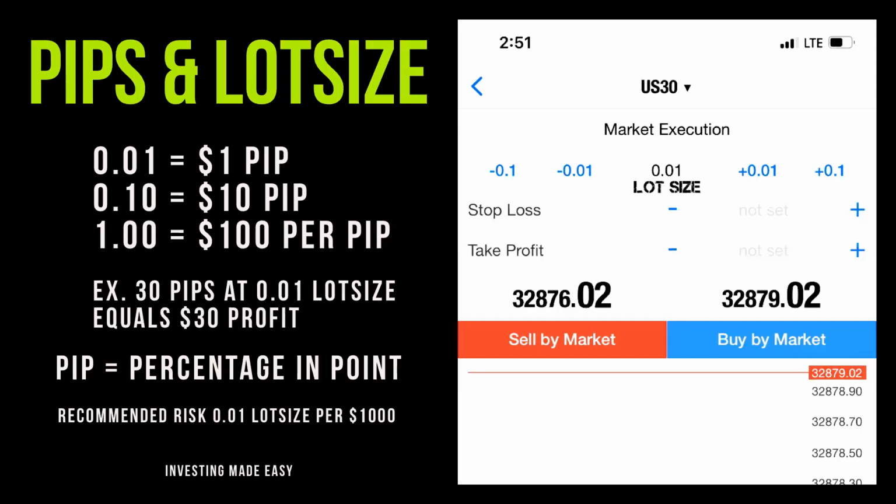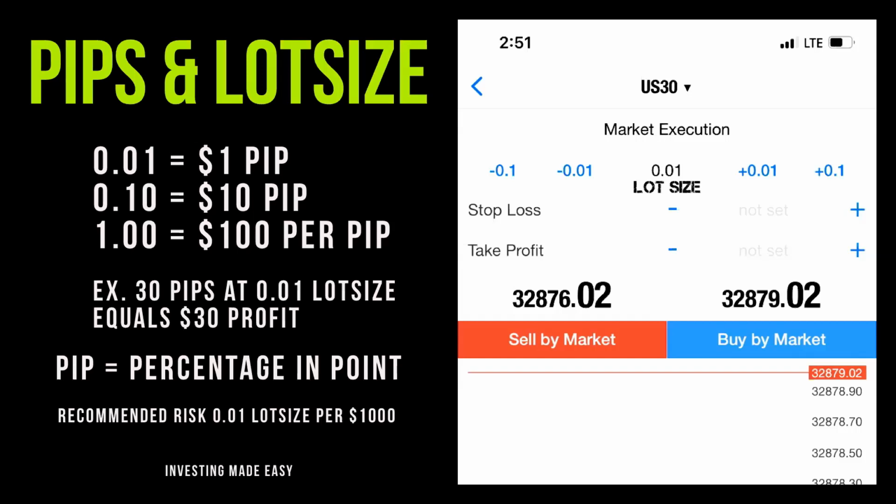Now we know that pips don't move 1 pip at a time when it comes to trading. They move fast. It's very volatile. 30, 40, 50 pips at a time. US30 can do that in any direction. So it's very, very important that you're mindful of your lot size, okay?